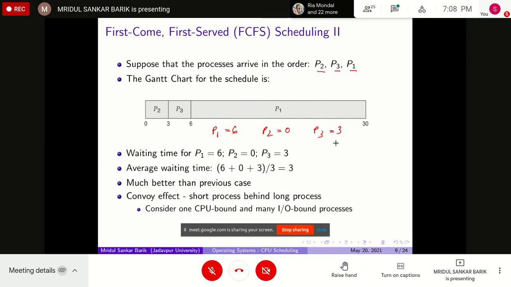So the average waiting time would be (6 + 0 + 3) divided by 3, which is 3. Now the average waiting time has drastically reduced. The reason is that if a large process is in front of the queue, then the average waiting time for all other processes will increase.